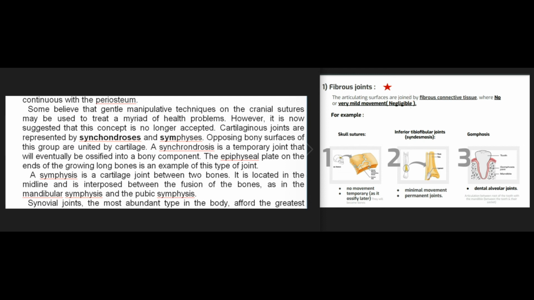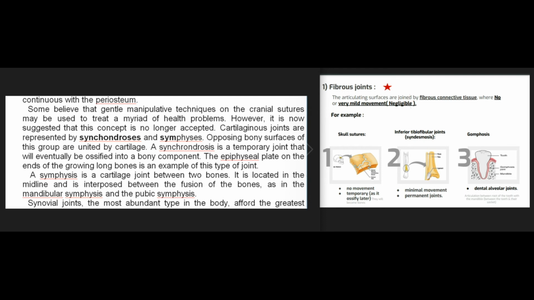Some believe that gentle manipulative techniques on the cranial sutures may be used to treat a myriad of health problems. However, it is now suggested that this concept is no longer accepted. Cartilaginous joints are represented by synchondroses and symphyses. Opposing bony surfaces of this group are united by cartilage. A synchondrosis is a temporary joint that will eventually be ossified into a bony component. The epiphyseal plate on the ends of the growing long bones is an example of this type of joint.